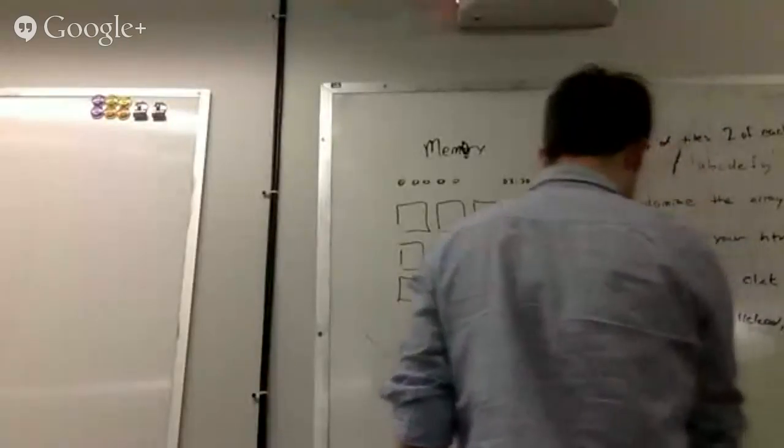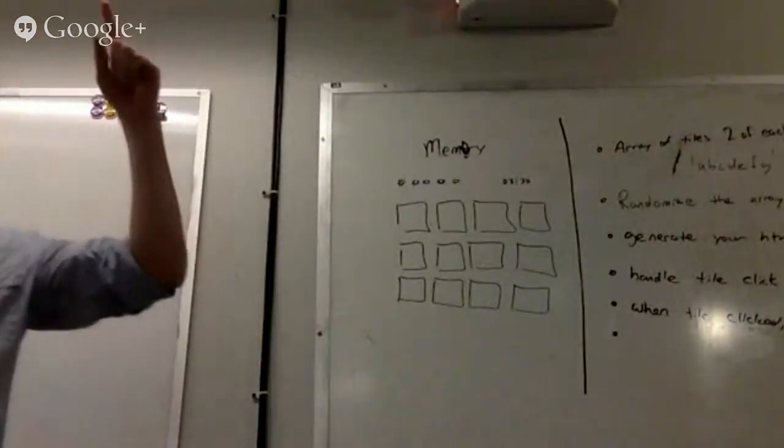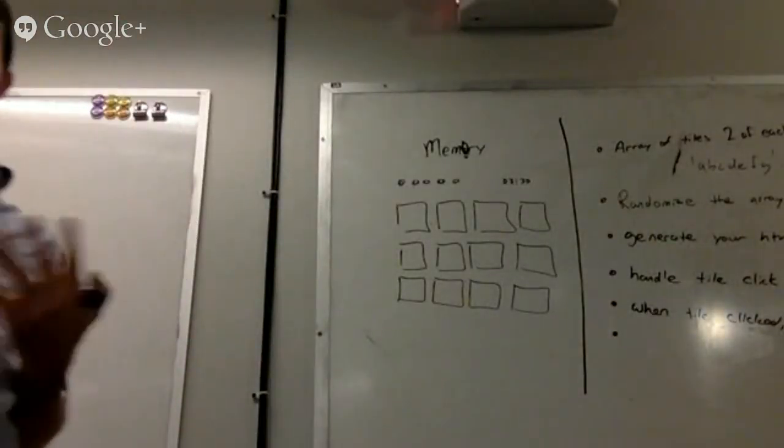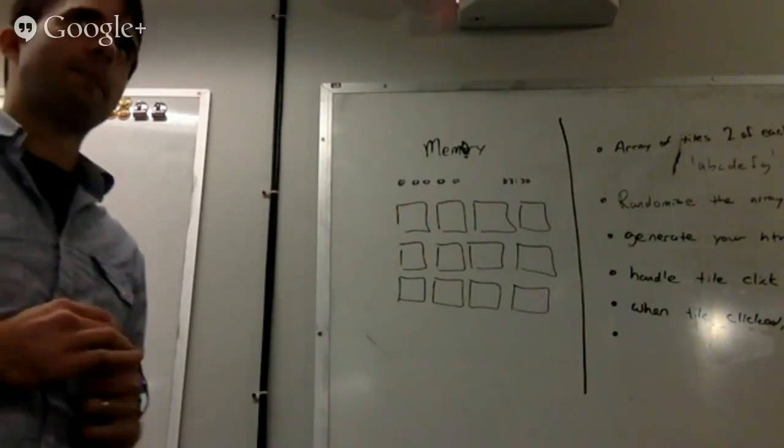So would you just store it in a variable? Probably. I think I did. I think I had something like previous tile. I don't know what I did actually, so I'm just guessing off the top of my head. That might be one way to do it.